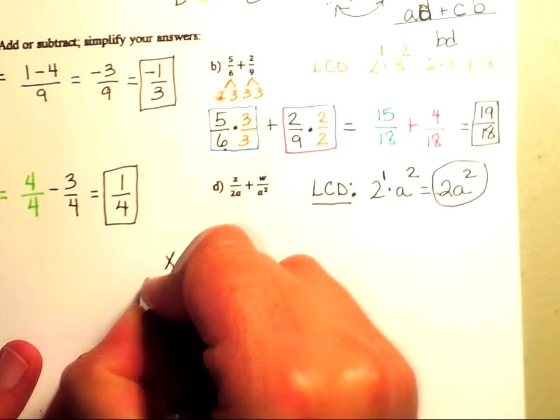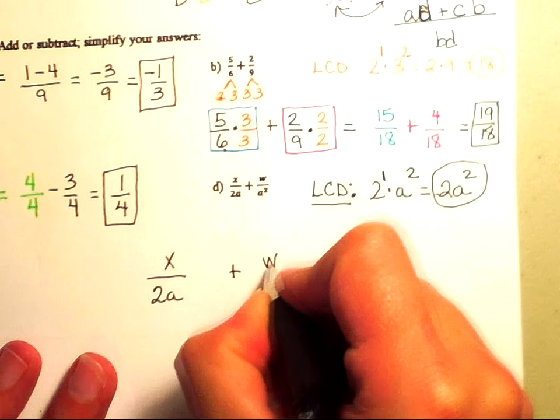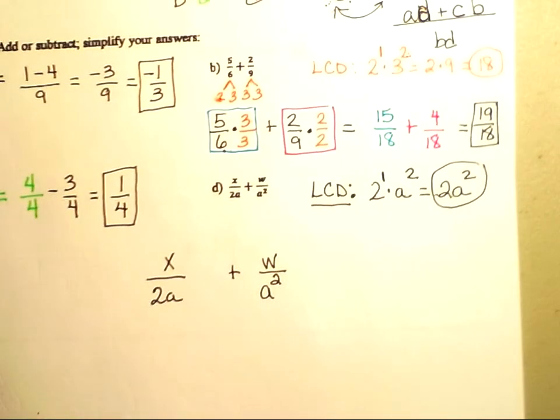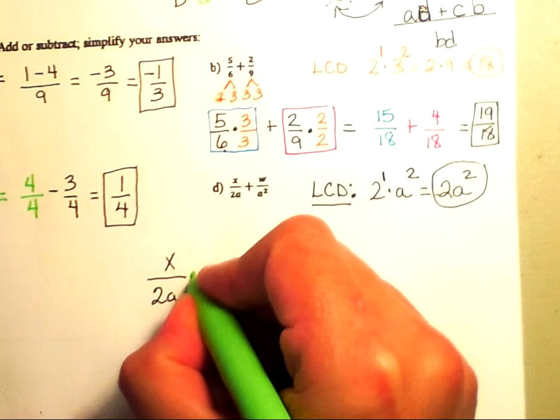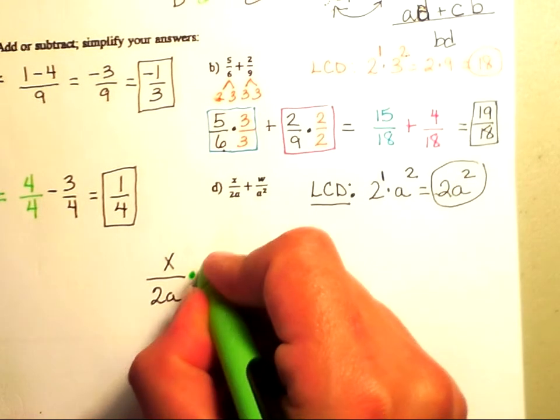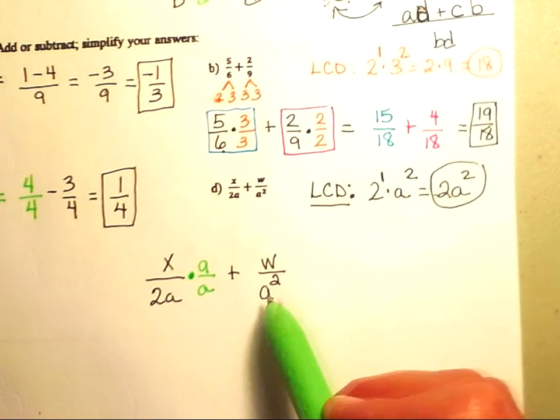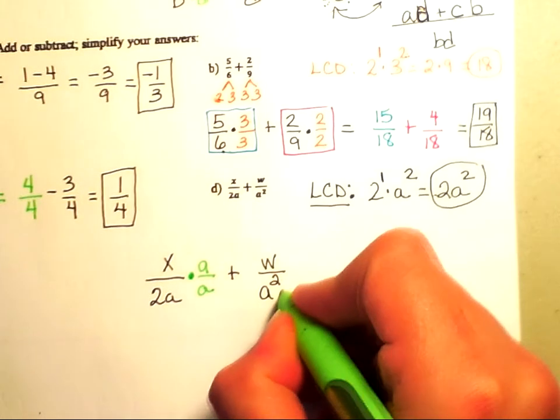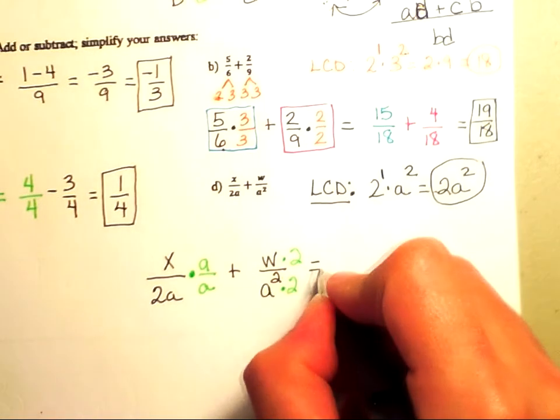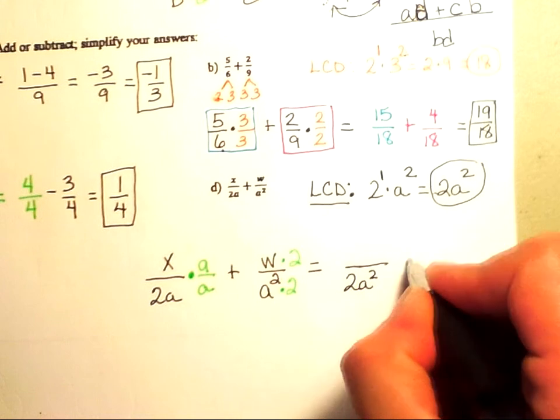Now let's try and get the common denominator. So here I need to multiply to get to 2a squared. I already have a 2 and a single a, so I need to multiply by another a to get to a squared. And here I already have the a squared, but I'm missing the 2. So now we can write this as over 2a squared.